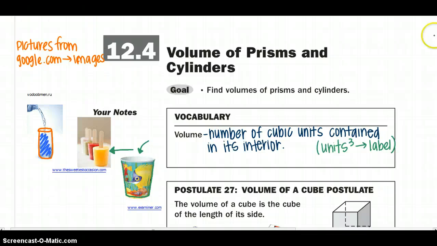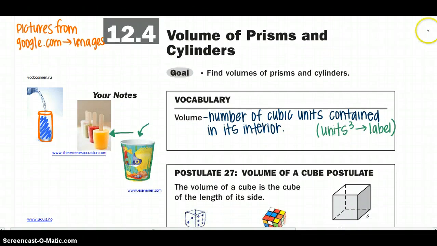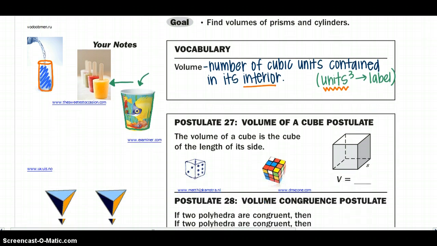So the volume, in our vocabulary terms, is the number of cubic units contained in its interior. So now, when we put units on our problems, we are going to use cubed units.